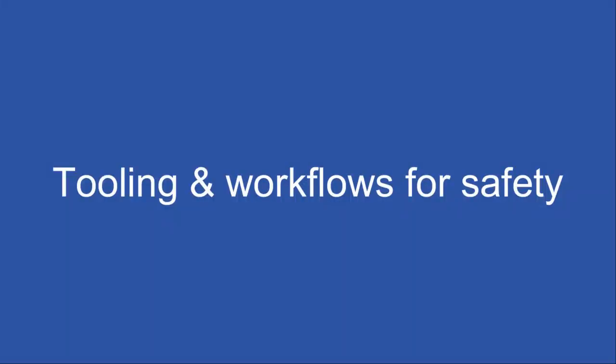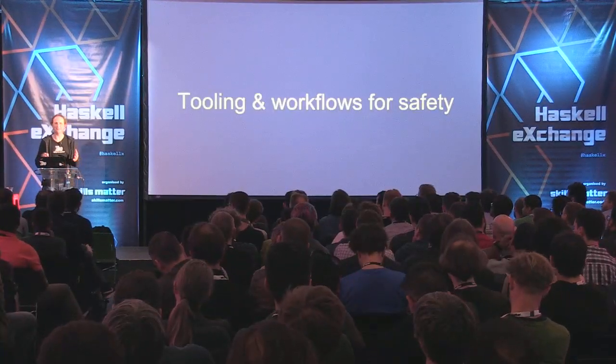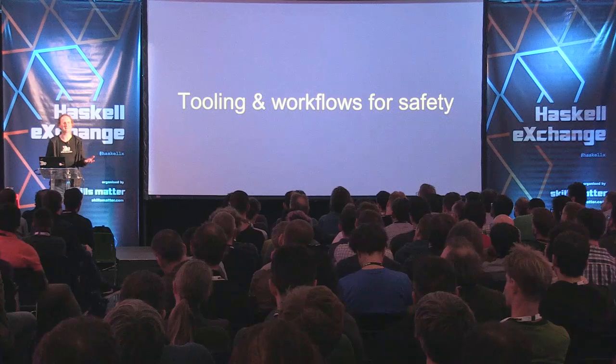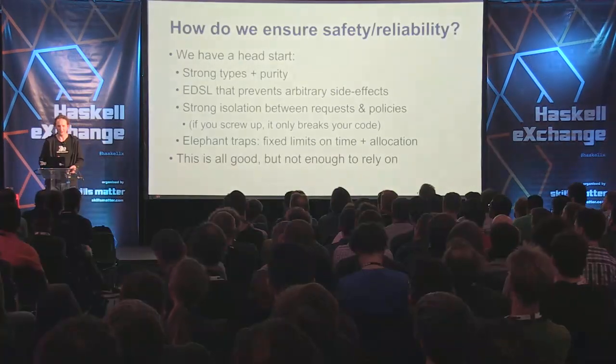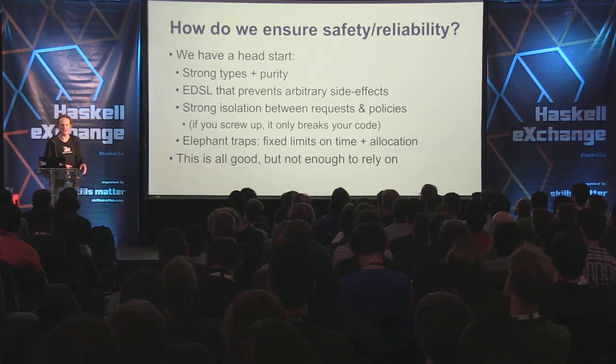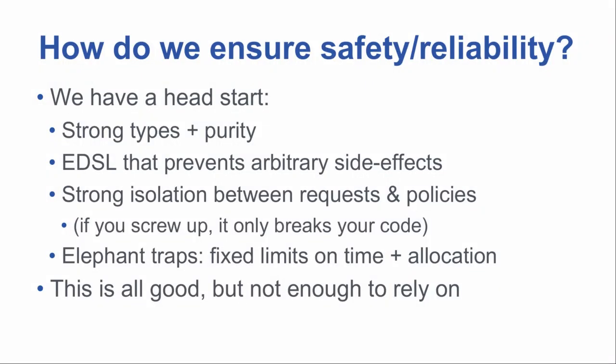Okay, so that was all about the nitty-gritty of hot swapping. But when you're deploying code really fast, you need to have some kind of confidence that the code you're deploying is not going to completely destroy the world. So how do we ensure safety and reliability? Well, we've already got a head start. We already had strong types and purity, and we have an EDSL that prevents you from doing side effects, so that's one way that you can't screw up.